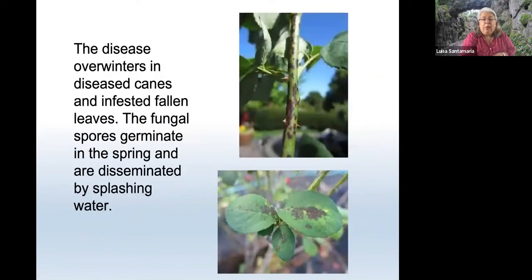Sometimes it could overwinter in the cane. That is something we need to pay attention to. All the spores could germinate during the spring, and that is the way they disseminate and splash to the rest of the leaves in the plant.